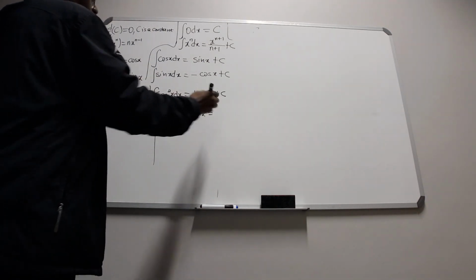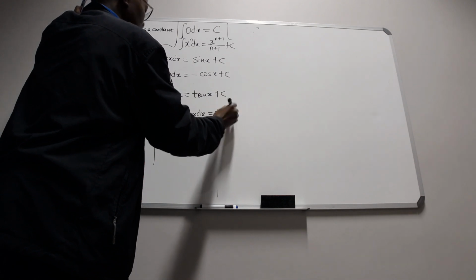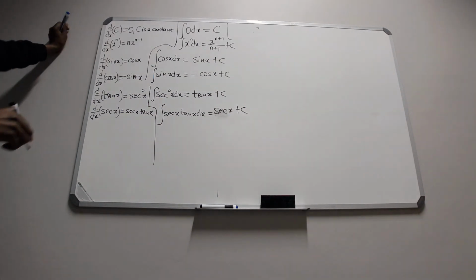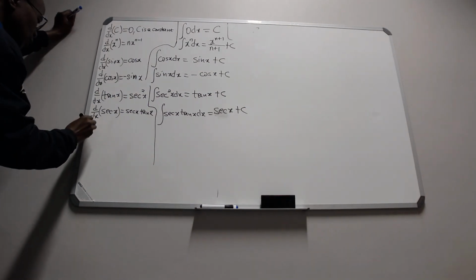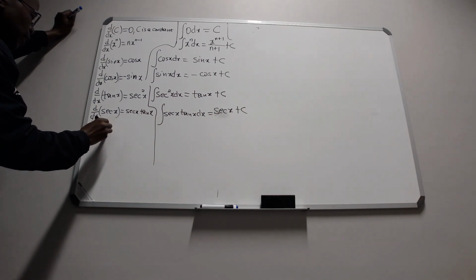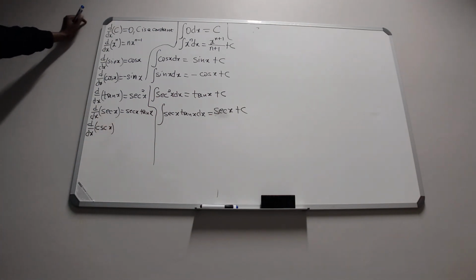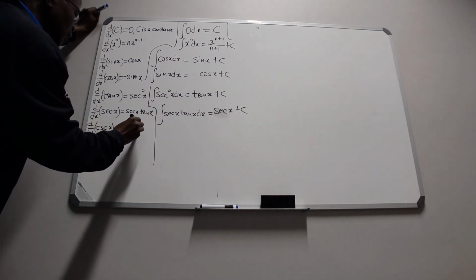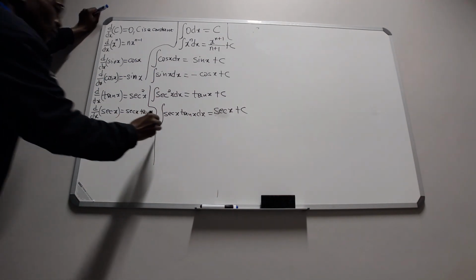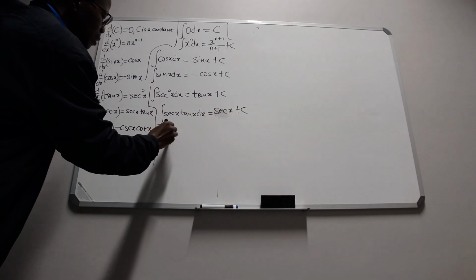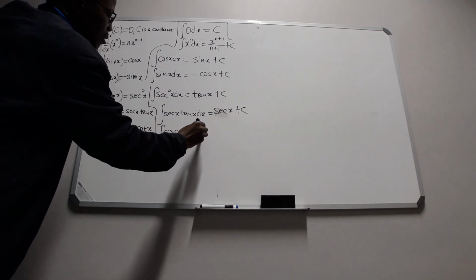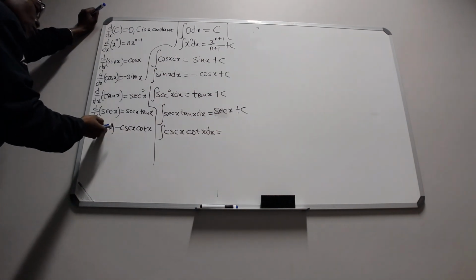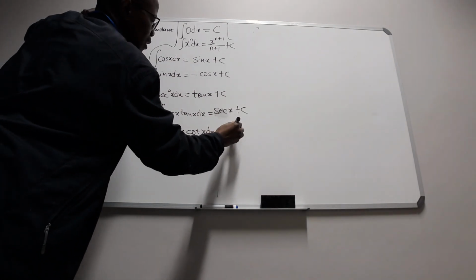So this one is going to give us sec x plus c. Then we can move on to the derivative d/dx of cosec x. You will recall that the derivative of cosec x is minus cosec x cot x. So if we speak of the integral of cosec x cot x dx, we are saying, what did we differentiate in order to get this as an answer?